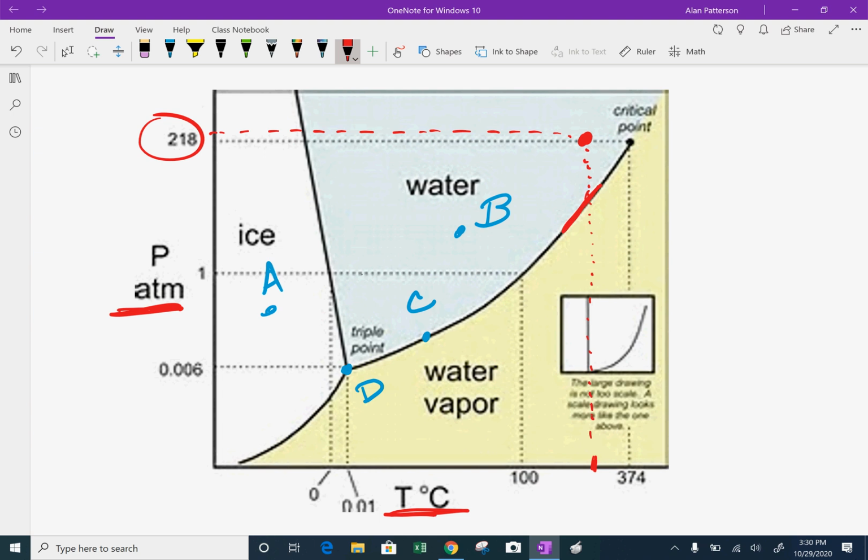Okay, so we can look at different conditions and tell what state of matter would be present, but let's now look at how these phase diagrams are constructed and how to interpret them.